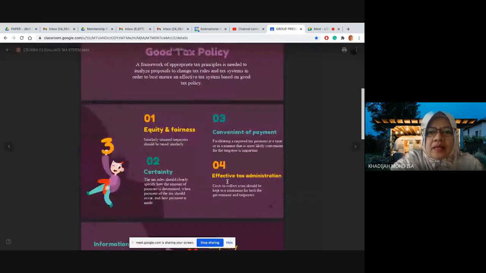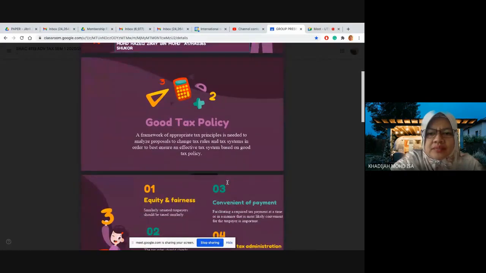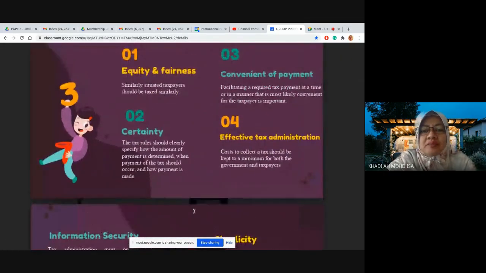Okay. You have given us, alright, good tax policy and the framework of appropriate tax principle needed to analyze proposal to change tax rules, tax system. Alright, these are things that you have to consider lah. Alright, it means that in order for you to have a good tax system, these are some of the areas that you have to consider. Alright, let's say if talk about equity and fairness.